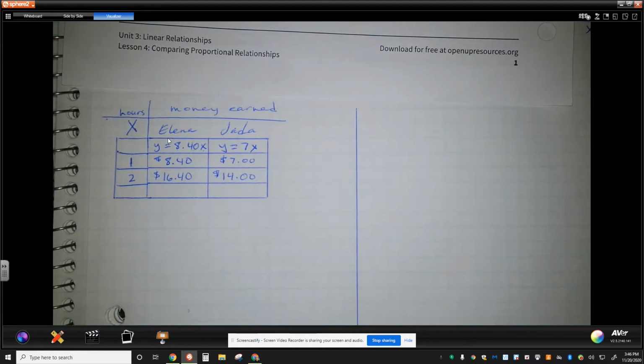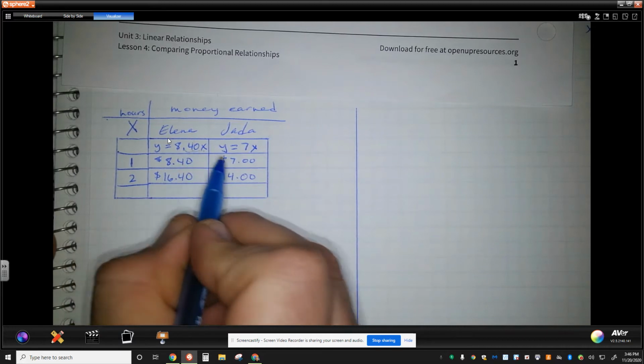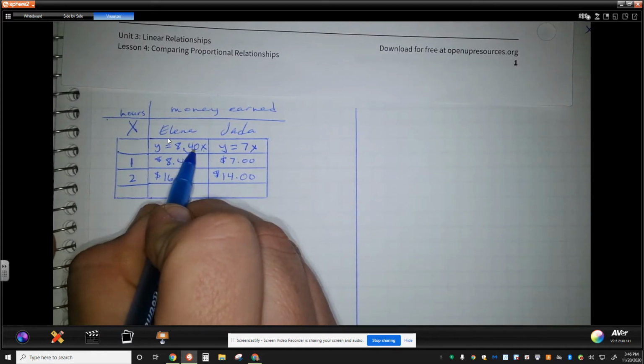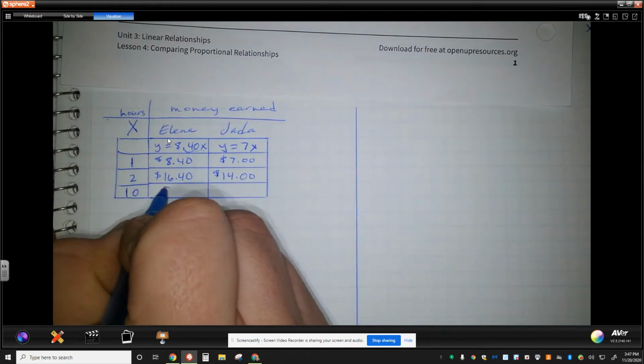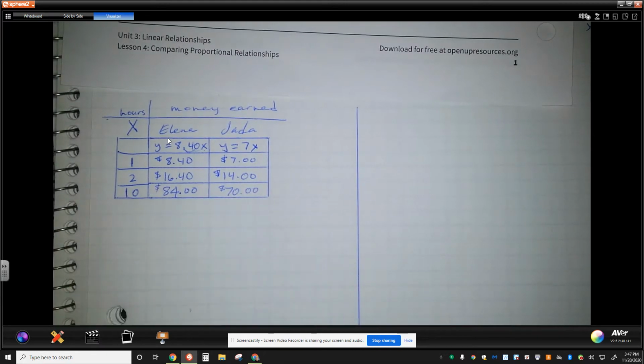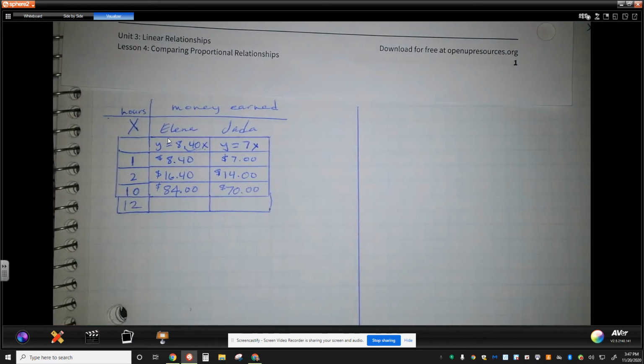If you remember what I talked about in the last video, we have these decimals and we have to be able to make a graph, or create something bigger and better. One of the numbers we can always use in this case is hundredths. Every time I multiply by 10, I move a decimal place over. So if I multiply by 10, or working for 10 hours, I know that Elena would be making $84 in 10 hours, and Jada would make $70 in 10 hours. You are going to have to figure out on your own how much they made after 12 hours. So that one's up to you.